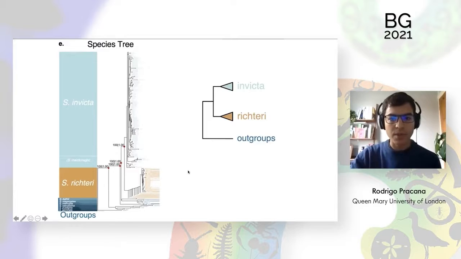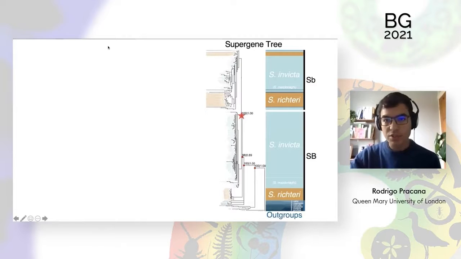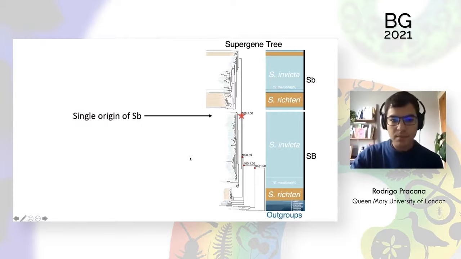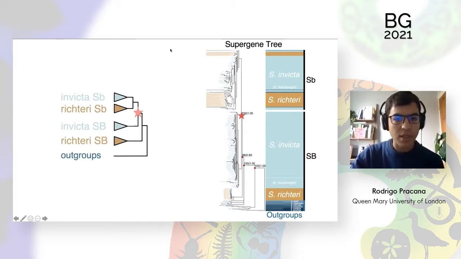So far so good. But when we look at the supergene tree, what we see is that all the little b individuals, regardless of species, all clustered together, separated from all the other samples. This means that there is a single origin of little b in the Solenopsis genus.